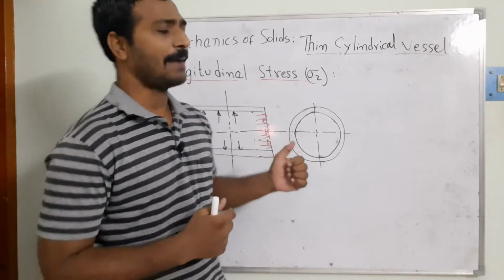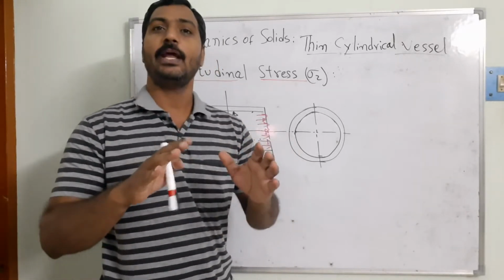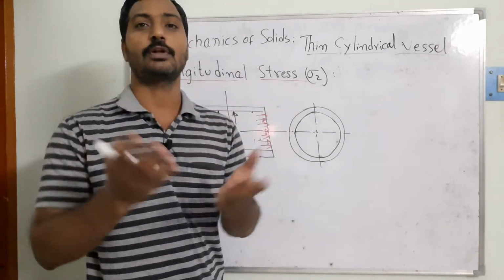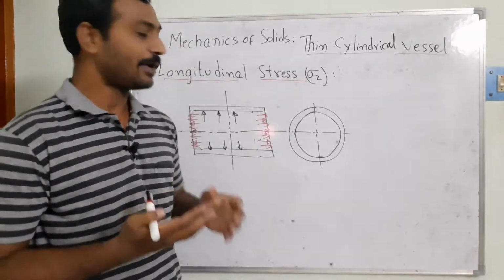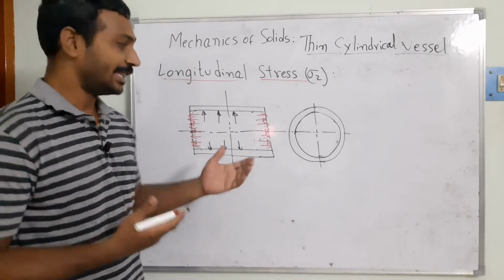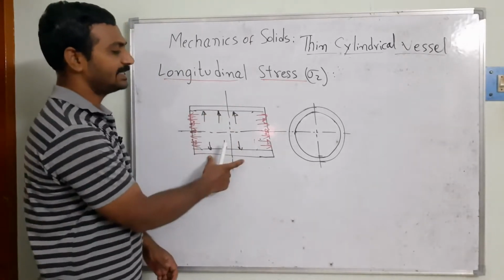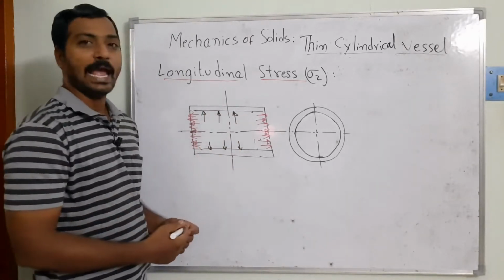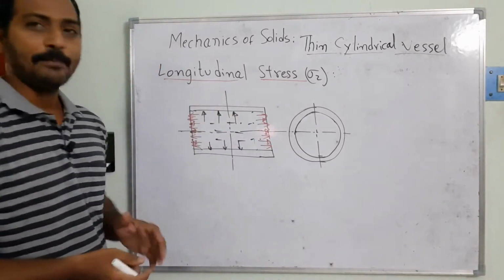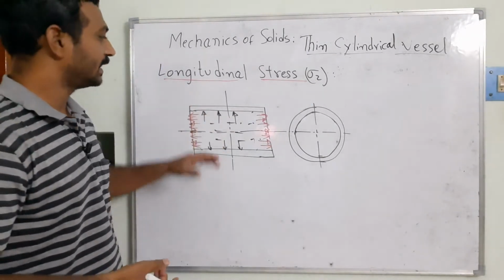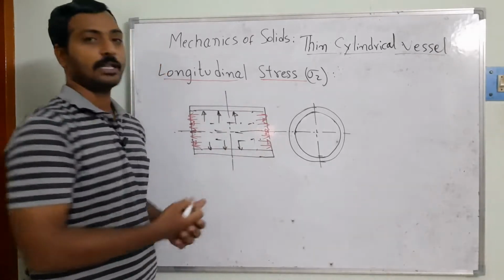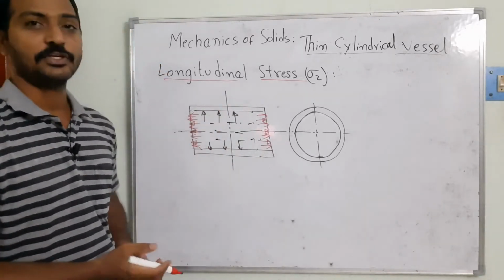So what will happen here? We are storing the fluid under certain pressure. It means that it will create a pressure force on the walls of the cylinder. We have seen in the last class how these pressure forces develop. Suppose this is the pressure vessel cross section, and inside there is fluid. It creates a pressure on the walls, acting along the circumferential direction.